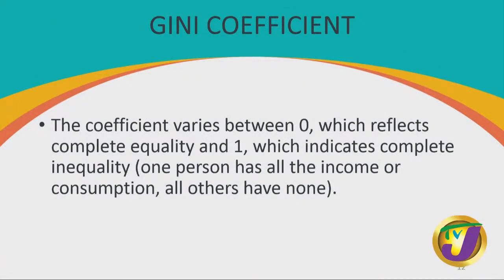So that means the closer the number is to 1, it represents a greater degree of income inequality. So you'll find that the coefficient, when you get, for example, a question which we will soon look at, varies between 0 and 1. 0 reflects complete equality and 1 indicates complete inequality, which could be interpreted that one person has all the income or consumption and all others have none.